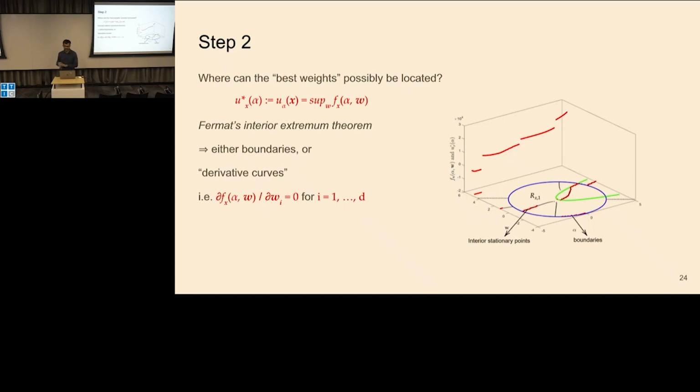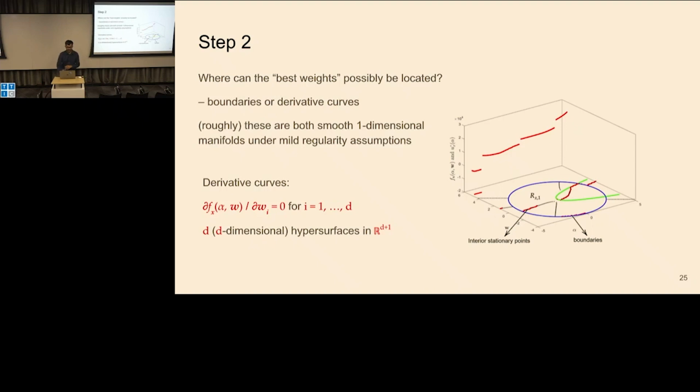Then the next step is to see where the best weights can be located. They can either be at the boundaries or at some interior stationary points. This corresponds to intersections of algebraic varieties, solutions of polynomial equations, where you take the derivative with respect to each possible weight and intersect all those curves, all those hypersurfaces. There is some intuition for why this should be one-dimensional: you have d-dimensional hypersurfaces in R^(d+1), and you're intersecting d of them. So for the derivative curves, it's relatively easier to see why this should roughly be a one-dimensional manifold.